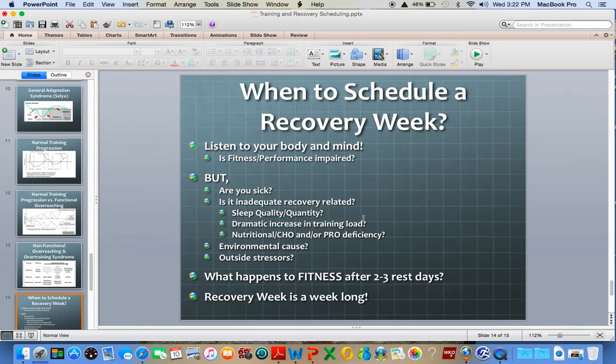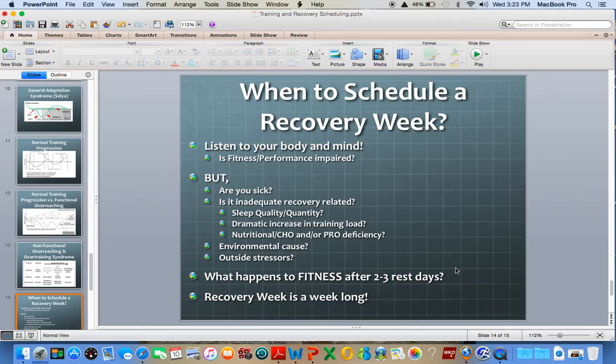Are you sick? Is it inadequate recovery related, sleep quality, quantity, a dramatic increase in training load, or have you just ramped things up really quickly? You really need more rest. Do you have any problems with nutritional deficiencies, right? Are you eating enough carbohydrates, eating enough protein? Is there an environmental cause, outside stressors? So you really have to look at all these things and say, hey, is it just inadequate recovery, right? Is it sickness? Or am I starting to non-functionally overreach, right? So that whether we stagnate or we actually have a deficit in performance.